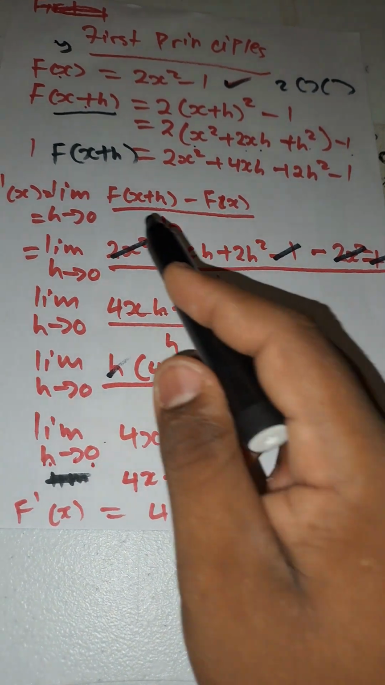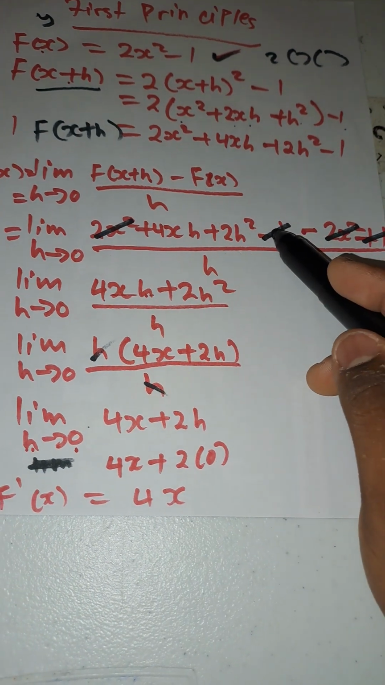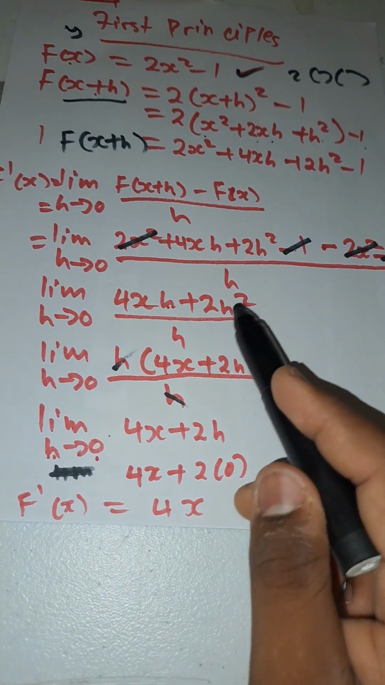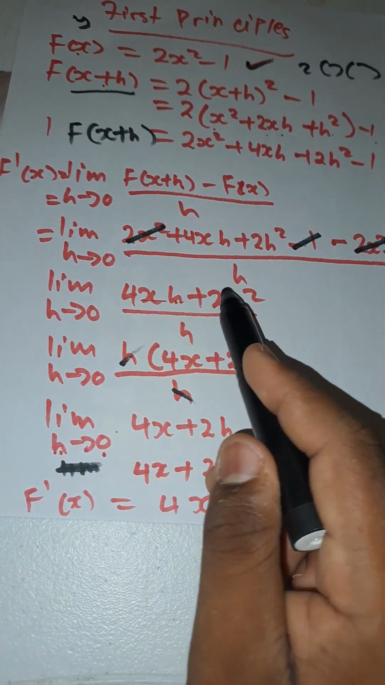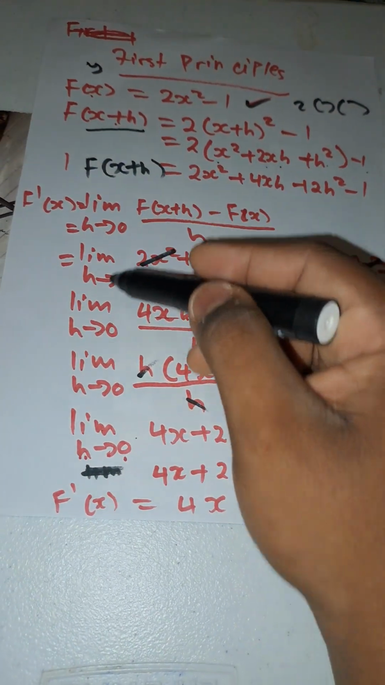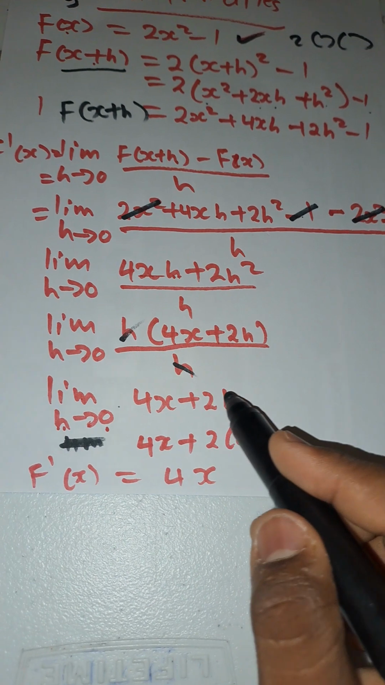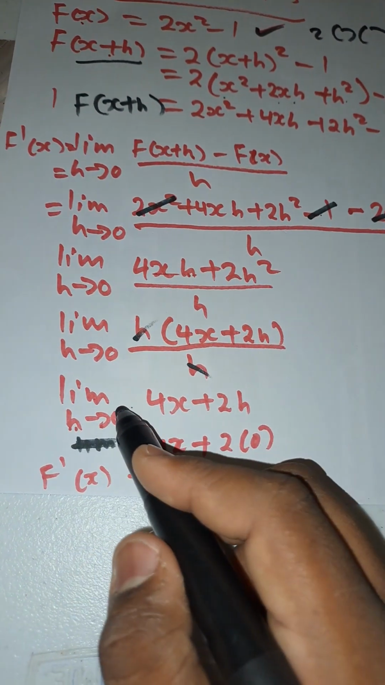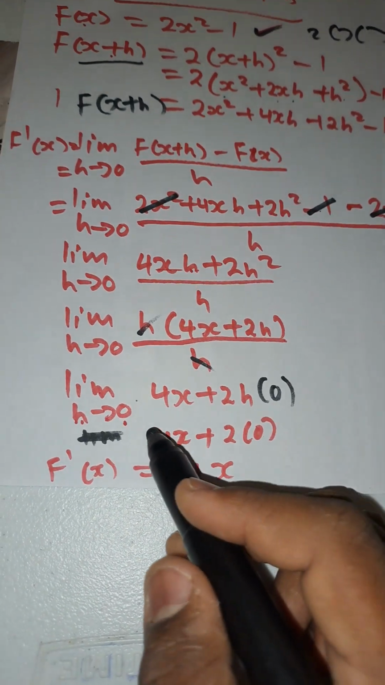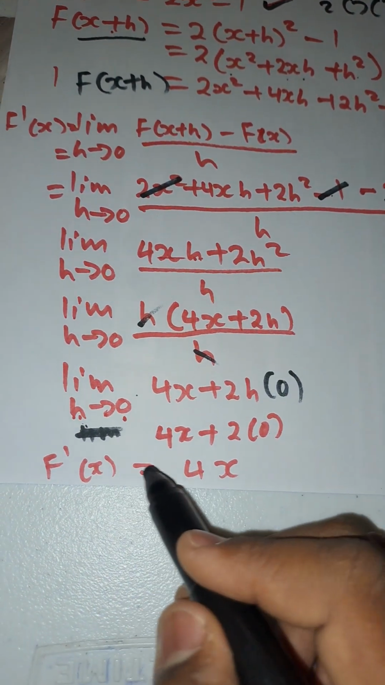So since on the first step I can see 2x squared and 2x squared are cancelling each other, I eliminate them. Minus 1 plus 1, they are out. Since I have 4xh plus 2h squared over h, I can see that h is common, so I'm going to factor out h. I'm going to be left with 4x plus 2h. At the same time, don't forget to include this limit as h approaches 0. So it's going to be 4x plus 2h. Since I said as h approaches 0, I can now put 0 in place of h. That's why I put 4x plus 2 times 0. And if you're putting 0 in place of h, you don't include the limit. So my answer is 4x.